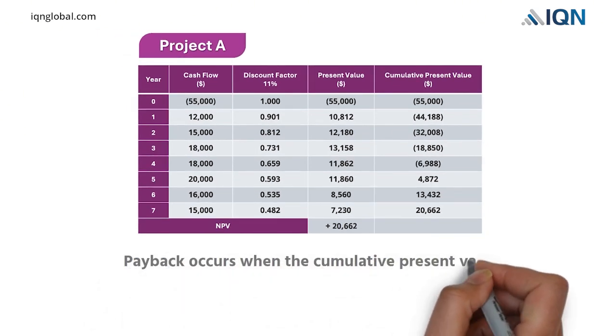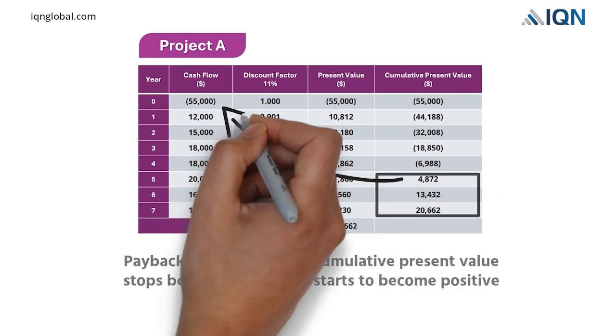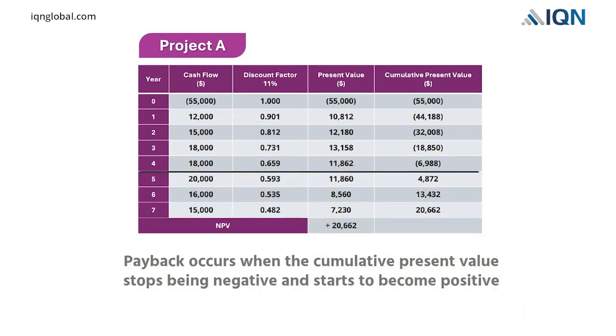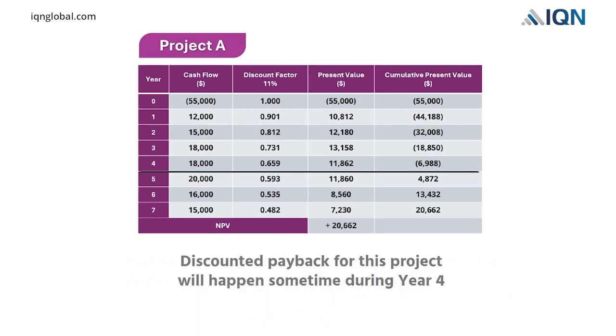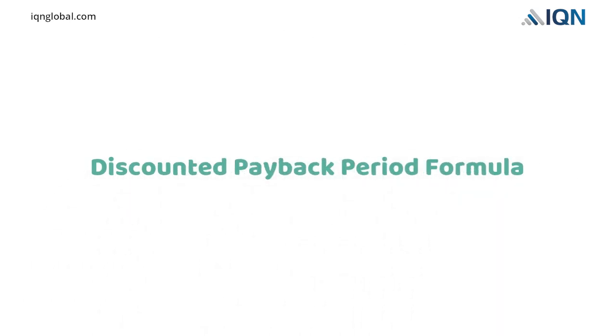Payback occurs when the cumulative present value stops being negative and starts to become positive. For Project A, positive cumulative present value indicates the timeline when the project has recovered its initial investment of $55,000. The exact break-even will happen after year 4, but before the end of year 5. That is, the discounted payback for this project will happen sometime during year 5. But to get the exact period, we will use the discounted payback period formula.